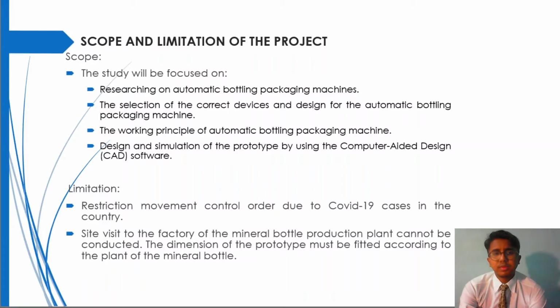The scope of the project will be focused on researching on automatic bottling packaging machine. Second, the selection of the correct device and design for the automatic bottling packaging machine. Third, the working principle of automatic bottling packaging machine. And lastly, design and simulation of the prototype by using CAD software.